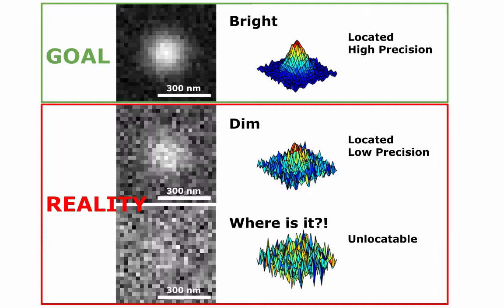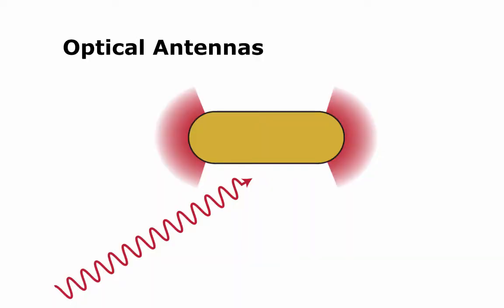In my research, we are addressing this problem. We are developing the science and technology to be able to take these dim molecules and to make them brighter. Our main strategy to do this is to utilize optical antennas. Optical antennas are analogous to the antenna in your car, but instead of responding to large wavelength radio waves, optical antennas respond to shorter wavelength visible light, the light that we see with our eyes.